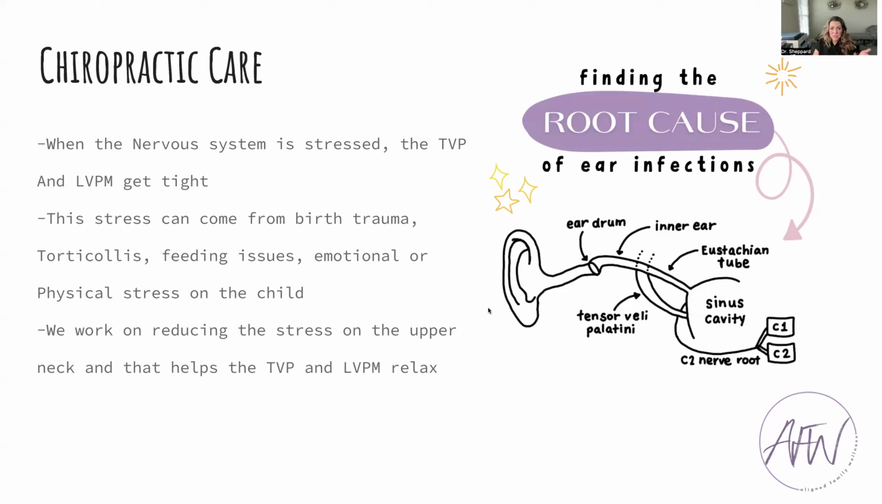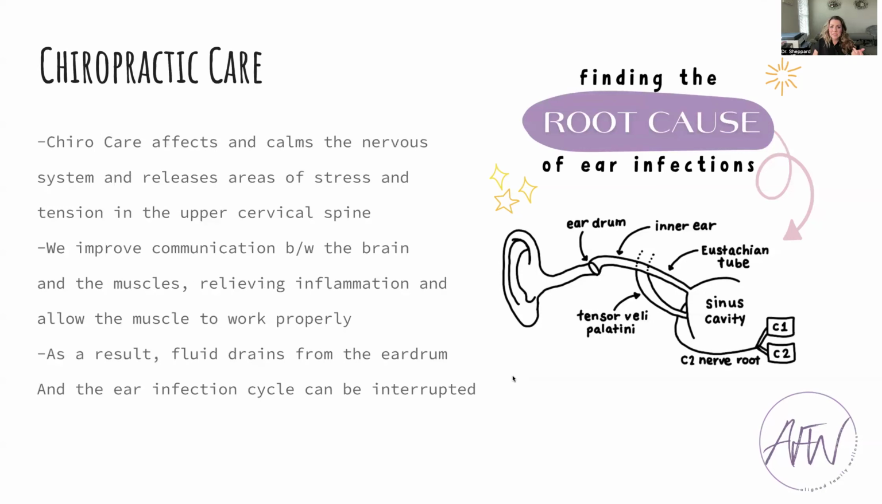Emotional or physical stresses on the child also cause issues with their nervous system and can cause issues in their upper cervical spine. Chiropractic care works on reducing the stress on the upper neck, and it helps the muscles, the TVP and the LVPM, relax. So chiropractic care affects and calms the nervous system and releases these areas of stress and tension in this upper neck, this C1, C2, where the C2 nerve root is. We help to improve the communication between the brain and the muscles. We want to relieve inflammation and allow the muscles to work properly.